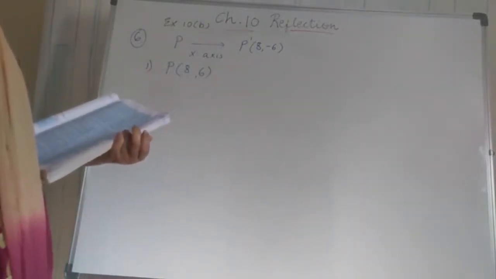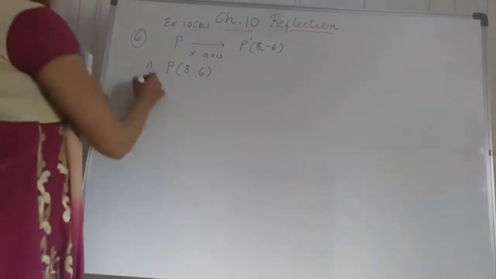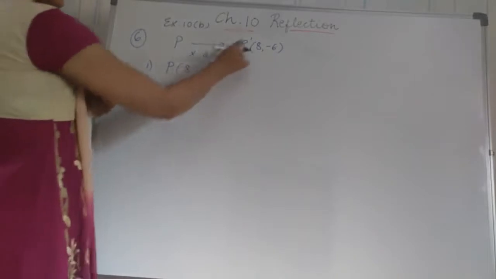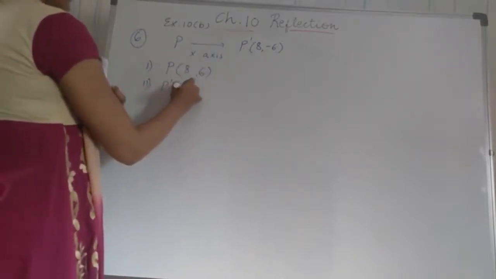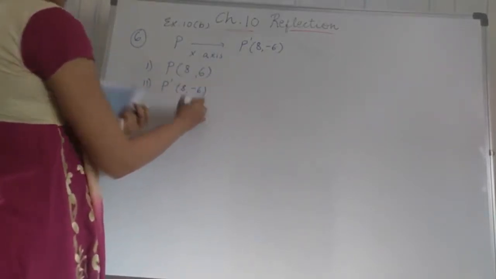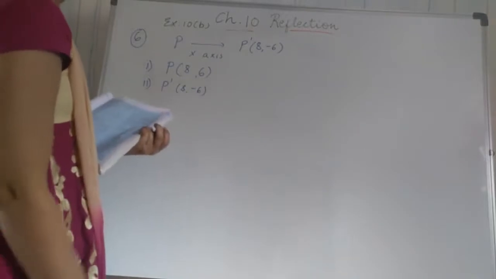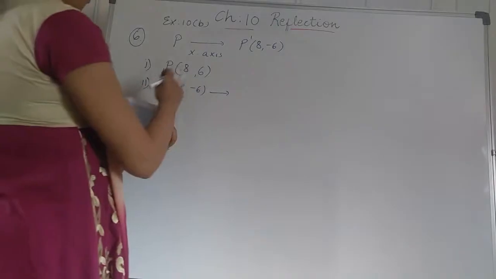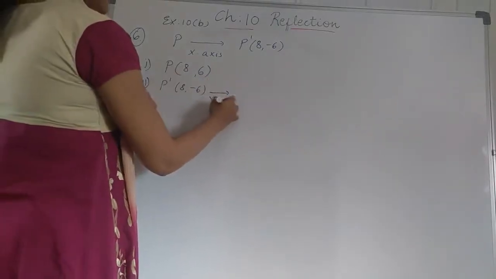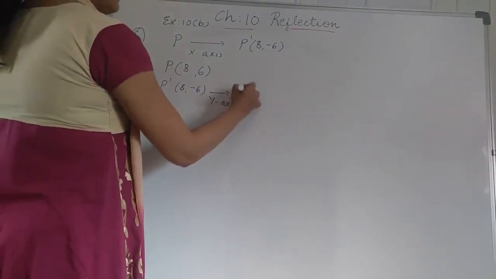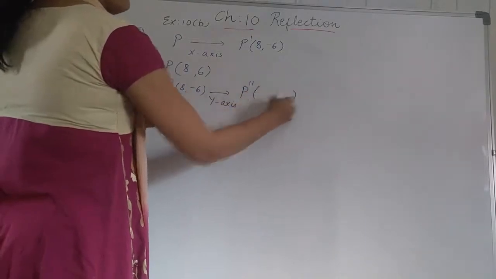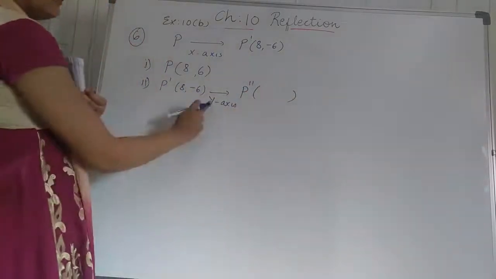Second is find the coordinates of the image of P under the reflection in the y-axis. So here this is the image of P, 8, minus 6, P dash, and we want to find the coordinates of the image P under reflection in y-axis. So let us take P double dash. So now we want to find the coordinates of this in y-axis.